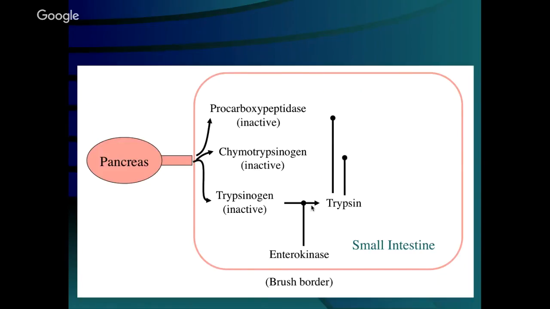The trypsin then serves double duty, acting as a protease, but also acting as the enzyme that converts the other two to their active forms. So the chymotrypsinogen is converted to chymotrypsin, the procarboxypeptidase is converted to carboxypeptidase. So it's kind of serving double duty. Then the trypsin, the chymotrypsin, and the carboxypeptidase go off and participate in digestion reactions to break those bigger peptides, or polypeptides, down into smaller peptides.